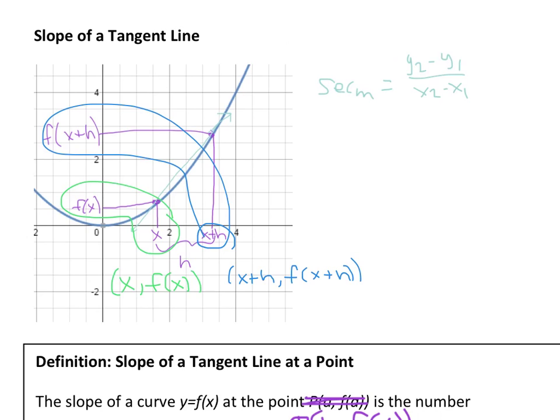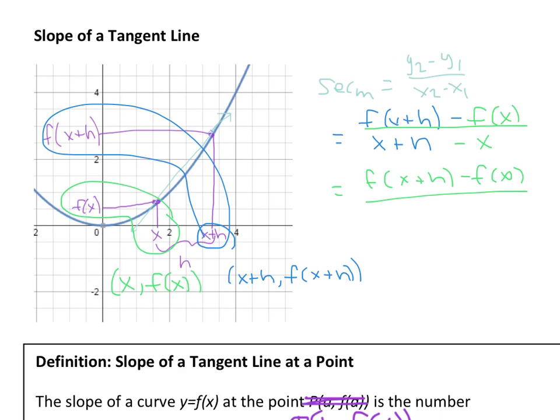We're going to fill those into our slope formula for the slope of our secant line. So y2 would be f of x plus h minus f of x, all over x2, so x plus h minus x1, which is just x. If I simplify this a little bit, I end up with f of x plus h minus f of x in my numerator, and my denominator simplifies to just h. So that's essentially the slope of our secant line: the difference in our y's divided by the change in our x's.